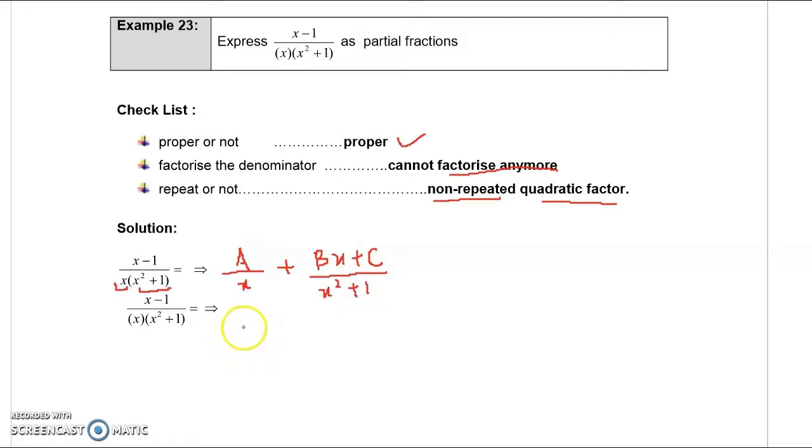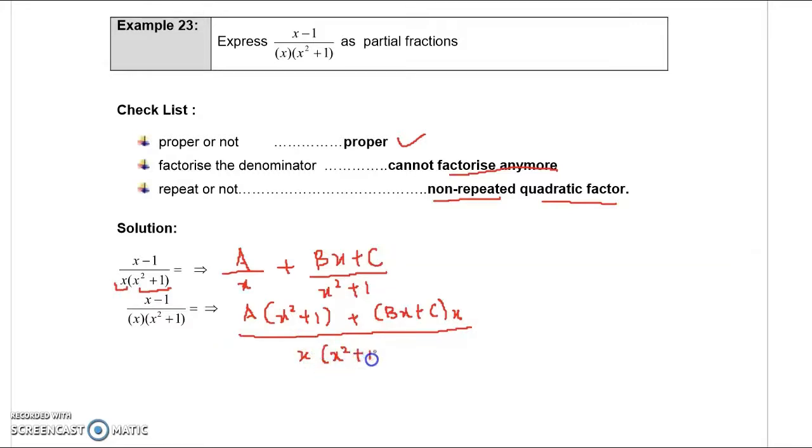Next step is to equate your denominator. So A already has x as its denominator, so A needs to be multiplied by (x squared plus 1), plus (Bx plus C) we need to multiply with x, and all together is over x multiplied by (x squared plus 1).